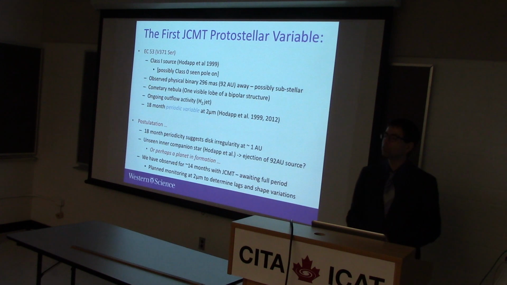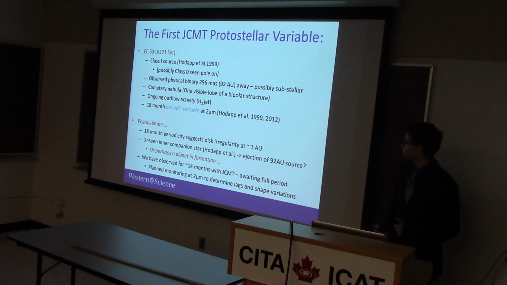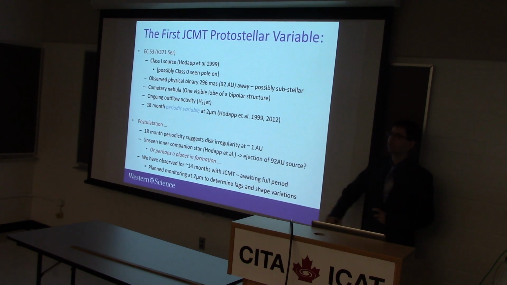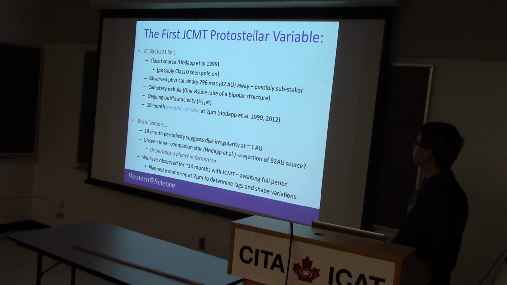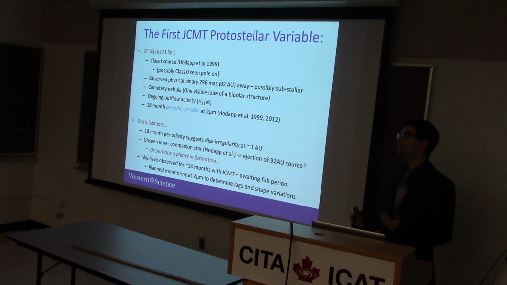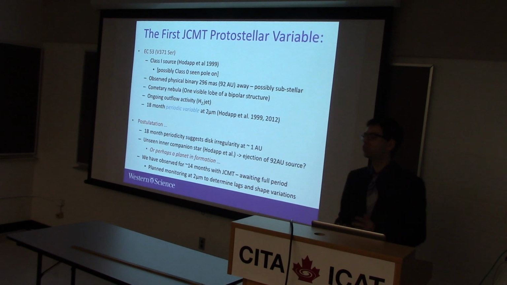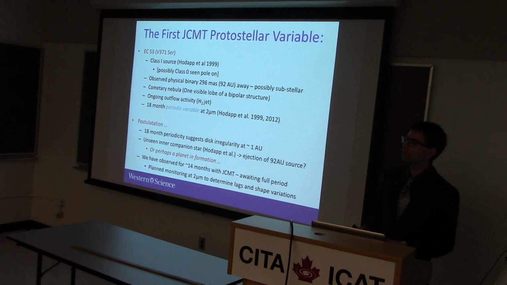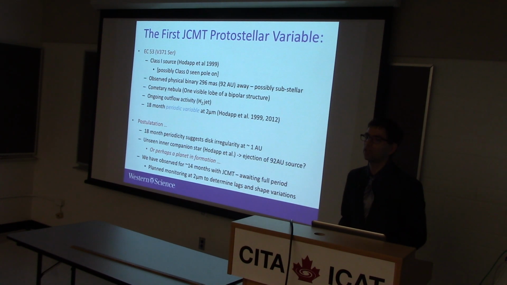Now, the next bit is going to be basically complete speculation on my part, or actually, I should say this is complete speculation on Doug Johnstone's part. I grabbed this slide from him, so we'll see what happens. But since it's got an 18-month periodicity, this means that we would expect something happening on the disk at about 1 AU scales. This 92 AU binary star is too far away. It would cause a much slower periodicity than this 18-month periodicity. So something interesting has got to be happening in the inner disk on that 1 AU scale.